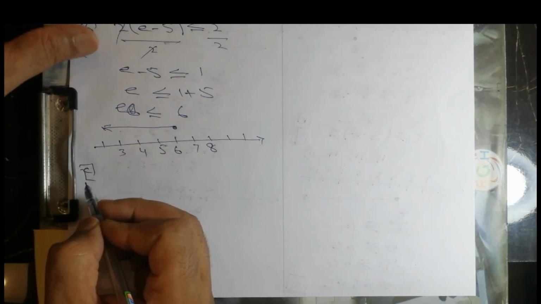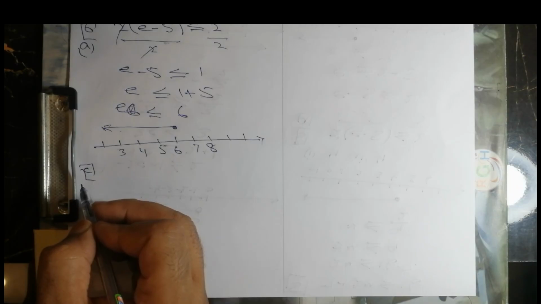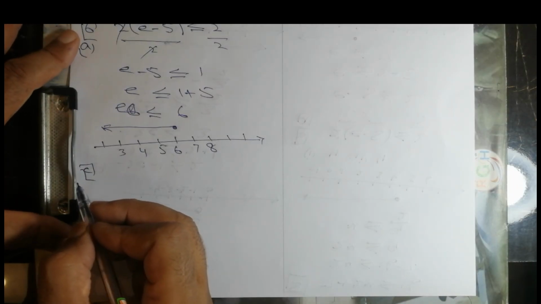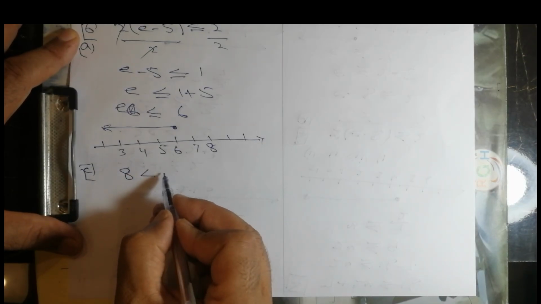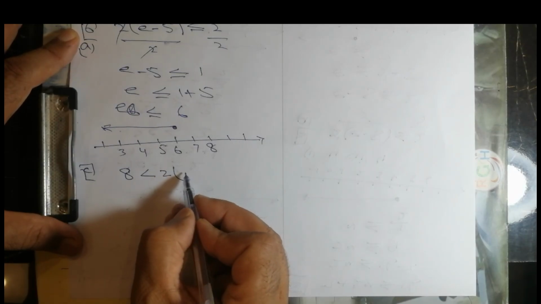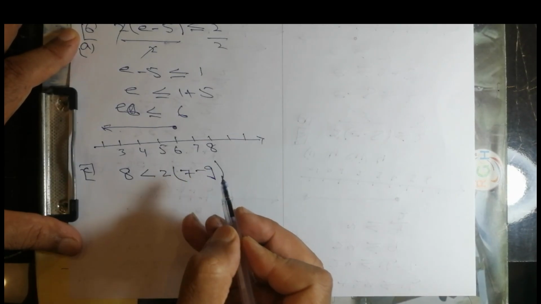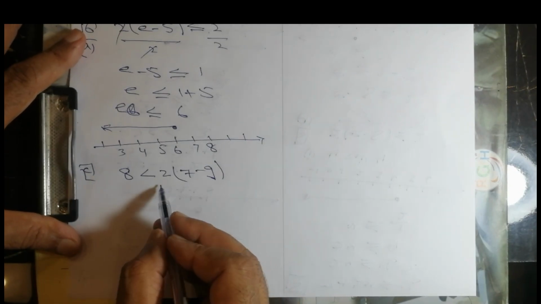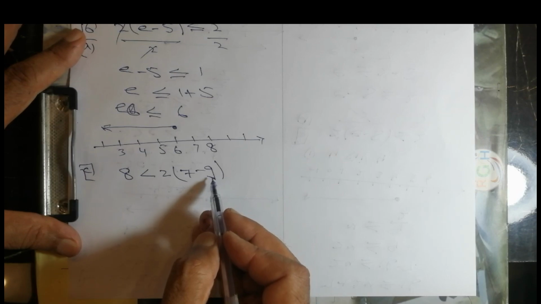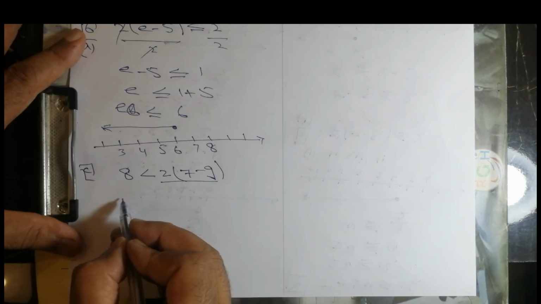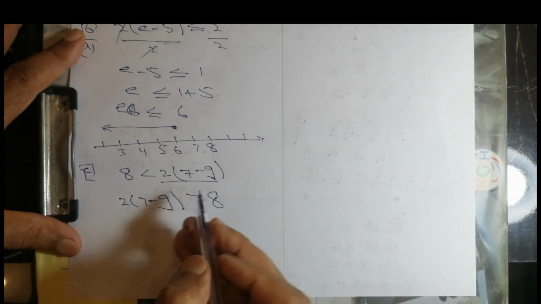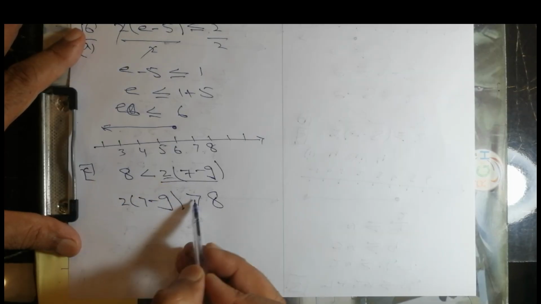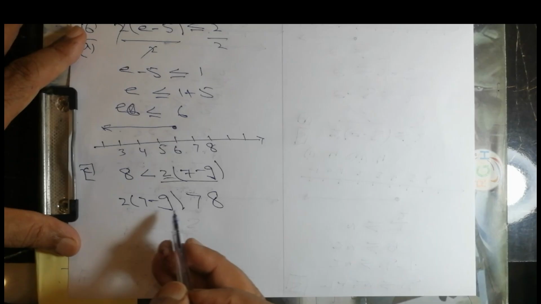Next question, part C of this question. Part C is 8 less than 2 into 7 minus g. Now this term contains variable g. We can transfer it completely to this side. 2 into 7 minus g greater than 8. I transfer this completely, and the greater than sign remains on this side.